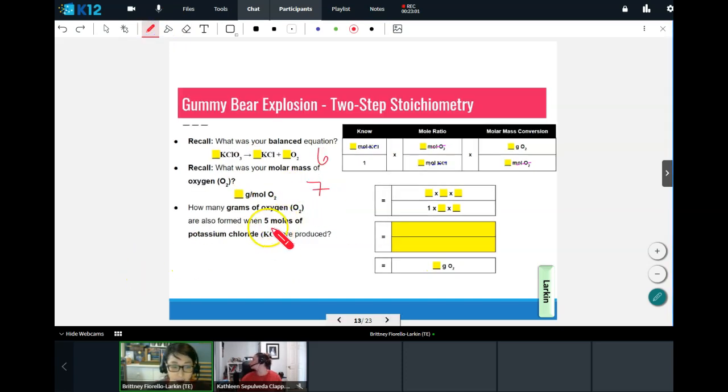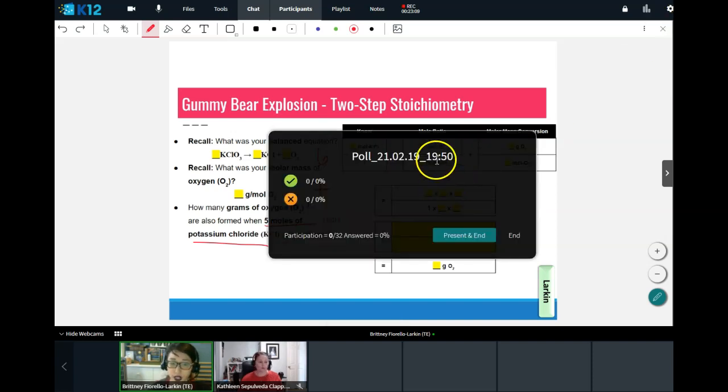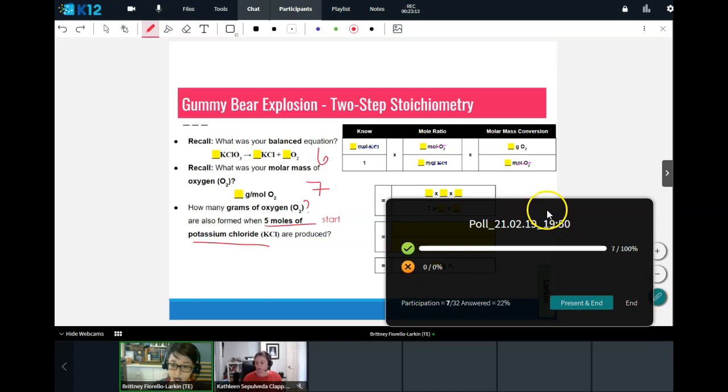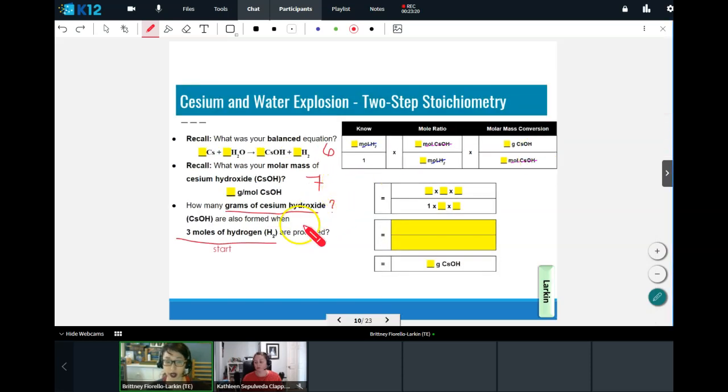And then right here, moles of potassium chloride is what I'm starting with. And grams of oxygen is what I'm ending with. Okay, green checks, orange X's, if that makes sense so far. Again, we're identifying what we're starting with, what we're ending with. That should be the easy part. Perfect. All right, so let's go ahead and take a look here.